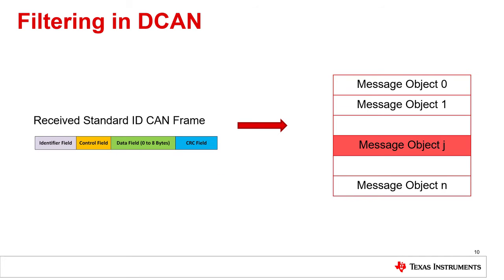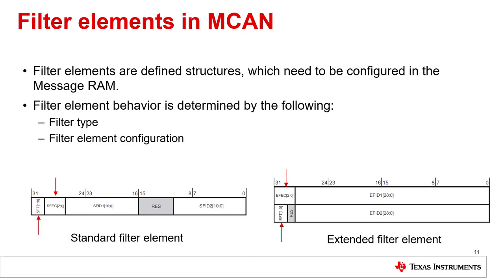The modules also differ in the way that the received CAN frames are assessed. In the case of DCAN, the acceptance filtering for received data frames is done in an ascending order of message objects. On obtaining the first match, the received frame is stored in and can be read out from the corresponding message object. In the case of MCAN, there are defined structures called filter elements.